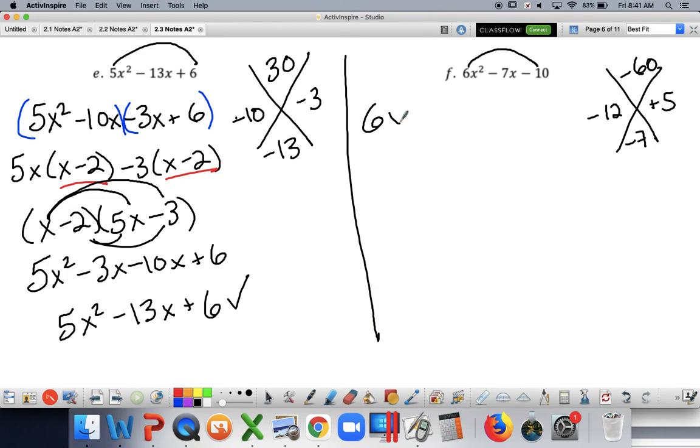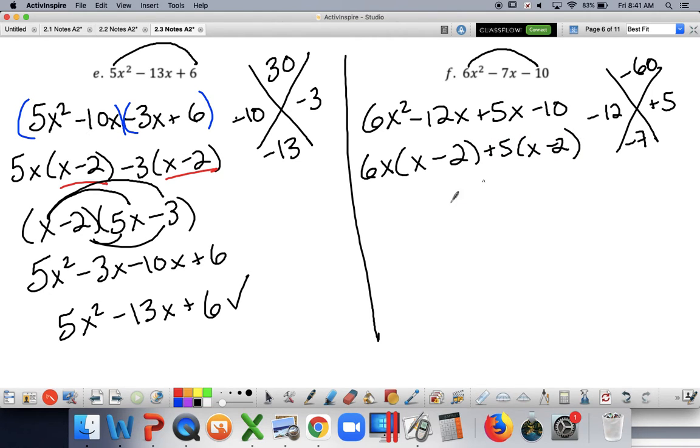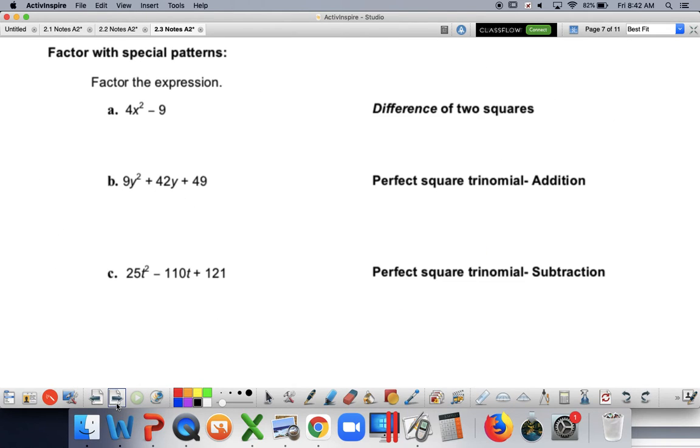I'm going to rewrite that middle term of negative 7x as negative 12x plus 5x. I'm going to take out the GCF up front. I then take out that common factor of x minus 2, and 6x plus 5 left over represents the other factor. So there are some things that we saw last time that now I'm hoping we can talk about, the patterns and how to see them.